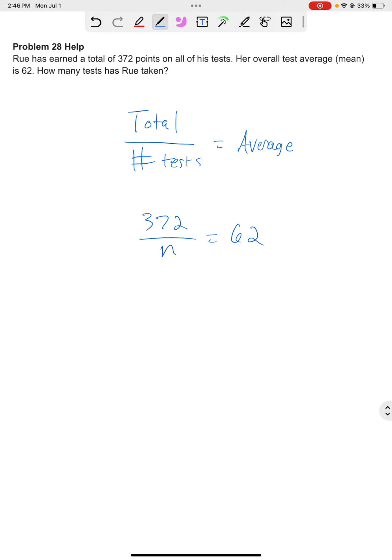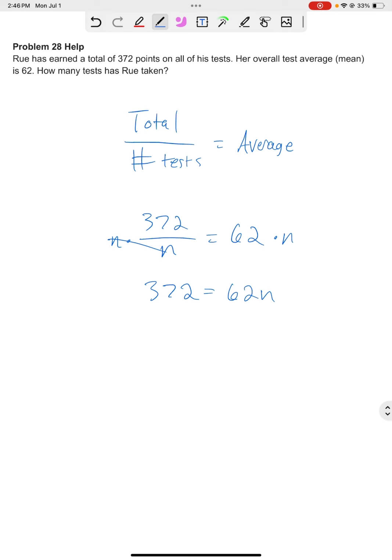So let's see here. I have to solve for n, and whenever you want to solve for a variable that can be found in the denominator, what you do is you multiply both sides by whatever that denominator is. So in this case, it's just n, which makes it simple. But even if it wasn't just n, if n was in the denominator, you would multiply both sides by the denominator, which in this case turns into 372 equals 62n.